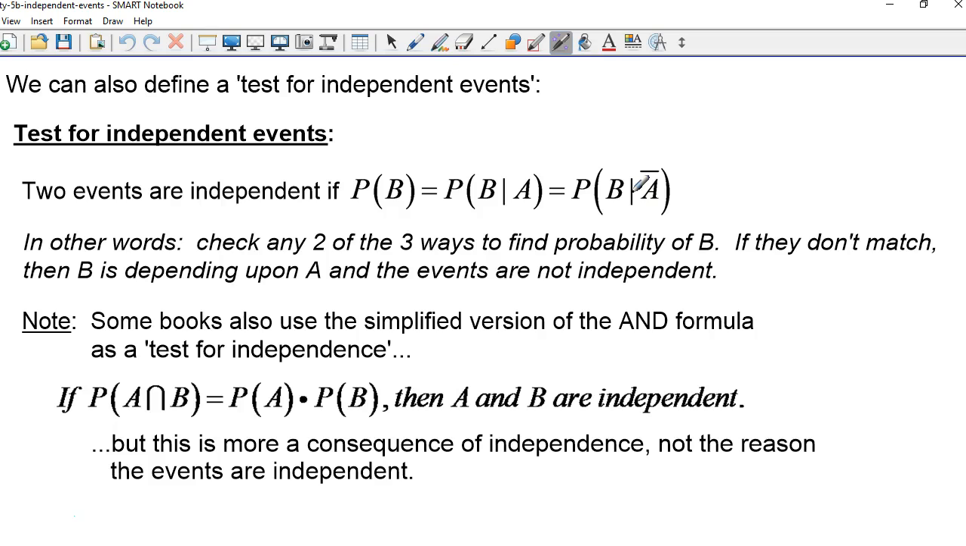Okay. Note, some books, actually a lot of books, use the simplified version of the AND formula, and they call that the test for independence. So they say, well, because if A and B are independent, it means that the AND formula simplifies to this. They say you can use the simplified version of the AND formula as the test. If that formula is true, then it means A and B must be independent. And it's true, you can do that. But the truth is, actually, that's more of a consequence of independence. It's not really the reason the events are independent. But I will mention it because so many high school math books do mention that as a test for independence.